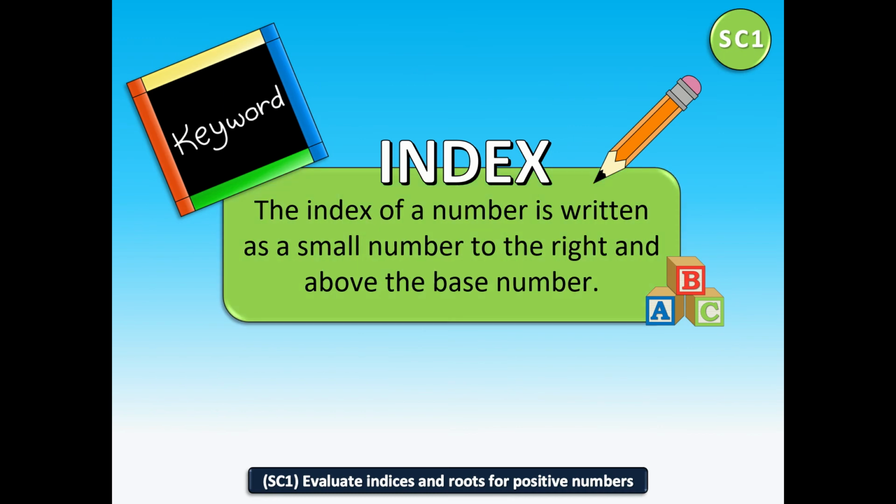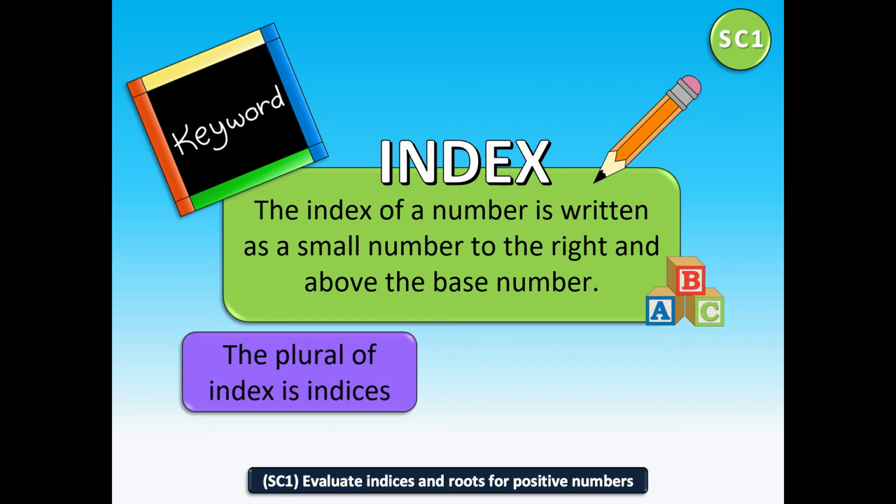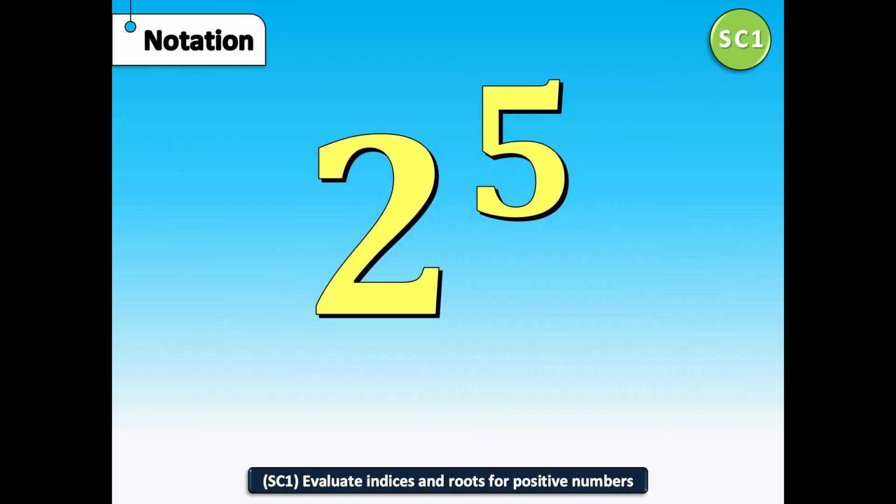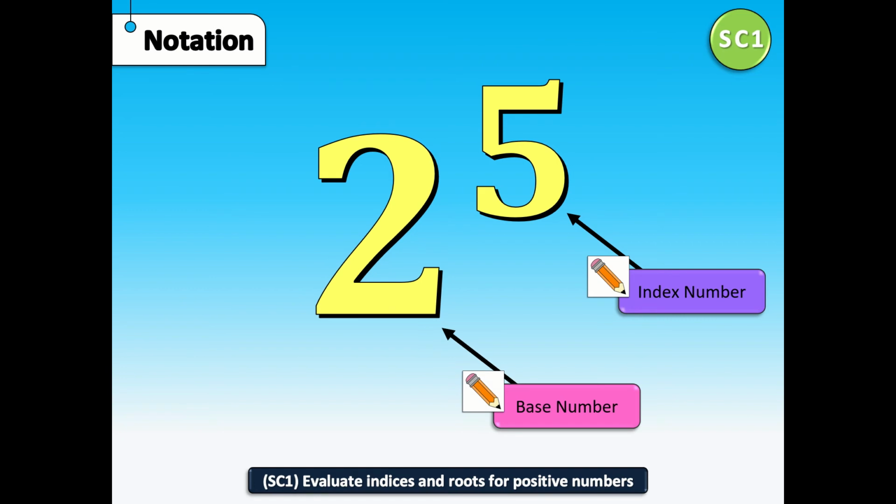So the index of a number is written as a small number to the right and above of the base number. The plural of index is indices, and they're more commonly known as powers. So here you've got 2 to the power of 5. The 5 is known as the index number or the indice, and the 2 is known as the base number.